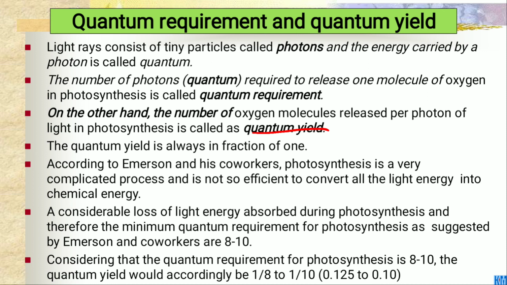Considering that the quantum requirement for photosynthesis is 8 to 10, the quantum yield would be 1 upon 8 to 1 upon 10, that is 0.125 to 0.10. Okay, this is the quantum requirement and quantum yield.